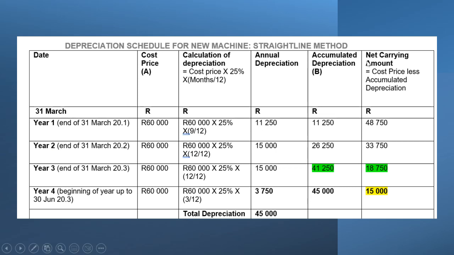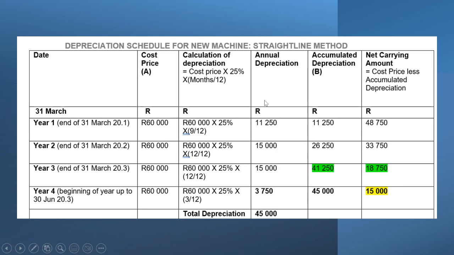Then how do you calculate your net carrying amount? You say cost price less the accumulated depreciation. So let's start with year 1. We've already done this on the previous slide. So on year 1, the cost price was 60,000. So how to calculate depreciation? You say 60,000 times 25% times 9 divided by 12. Remember, it was only with us for 9 months.